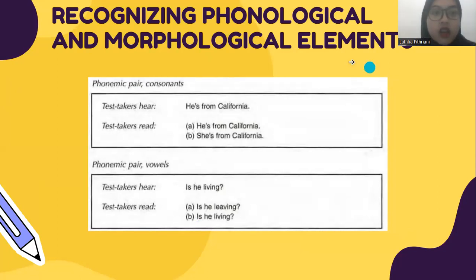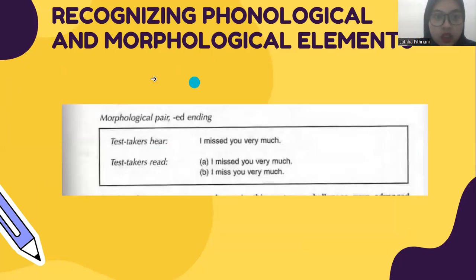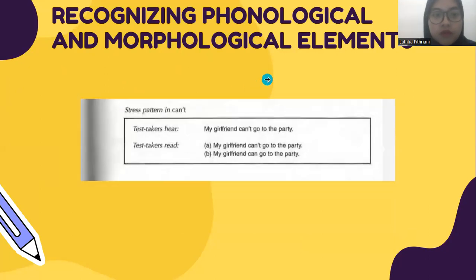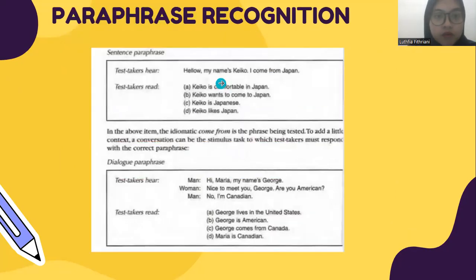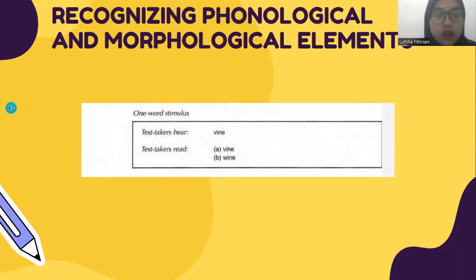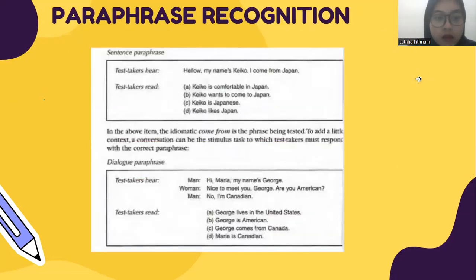Those include, first, phonemic pair consonants, phonemic pair vowels, and the examples you can see on the screen. And then we have morphological pair, -ed and -d. Stress pattern in a count, one word stimulus. That's the example of recognizing phonological and morphological elements. The second type of assessment in intensive listening is paraphrase recognition. It can be sentence paraphrase or dialogue paraphrase.